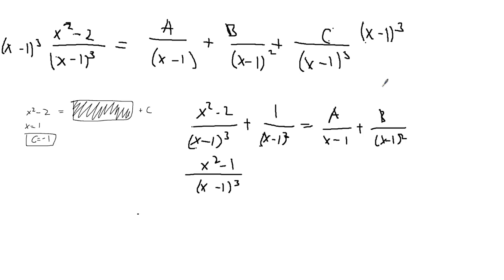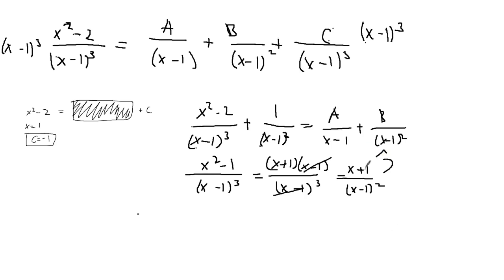We can put x minus 1 squared. Actually, no, we can't put x minus 1 squared. We have to simplify it. So x squared minus 1 is x plus 1 times x minus 1. Right, and then you put this all under x minus 1 to the third power. This will get removed. You have x plus 1 over x minus 1 squared is equal to this a and b, right? So this is now equal to this.